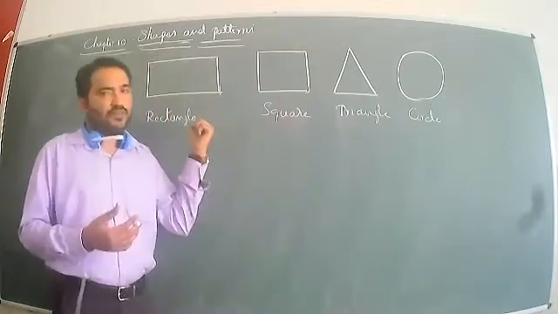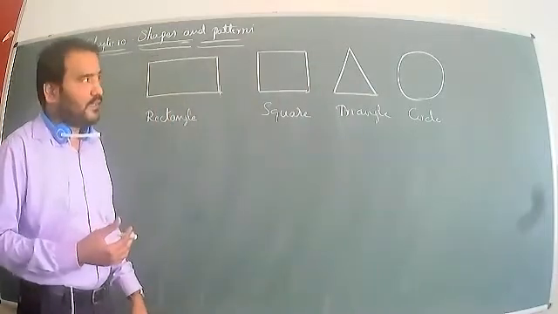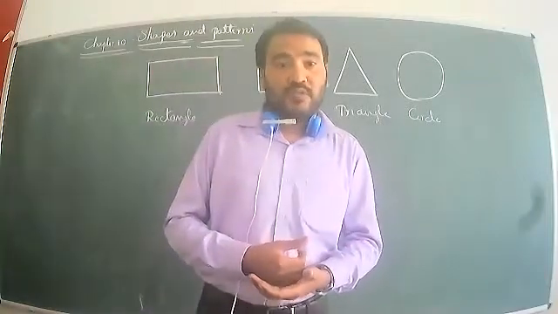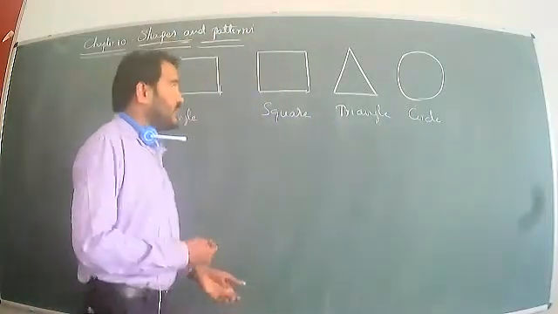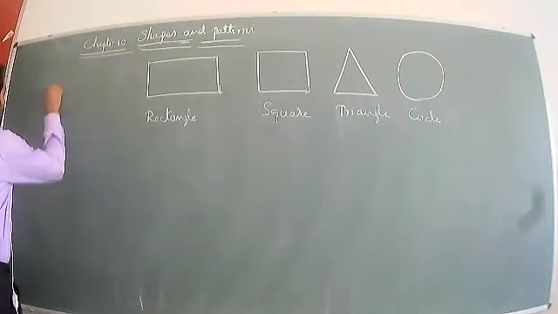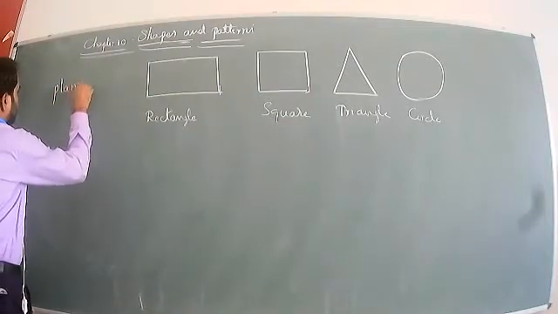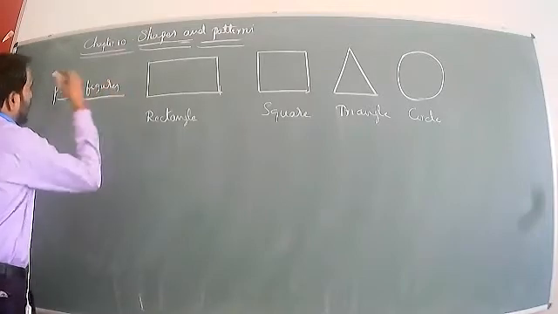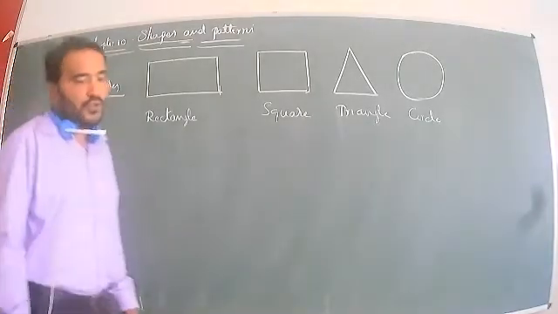So you know, square and rectangle we use most of the time. These are the two dimensional shapes. We can also call them plane figures. Plane figures, so we can write.